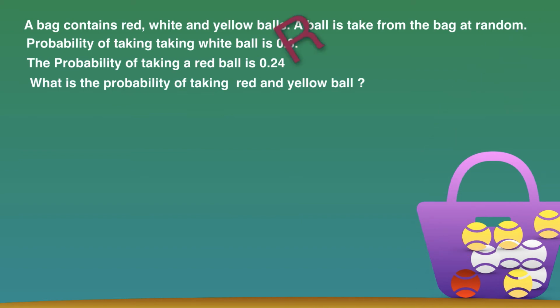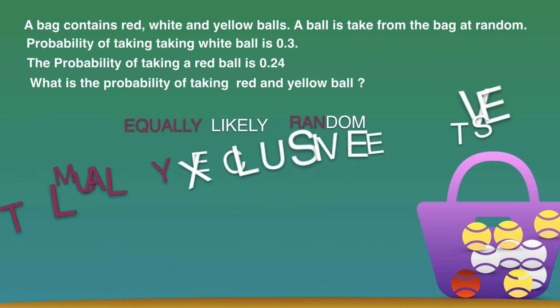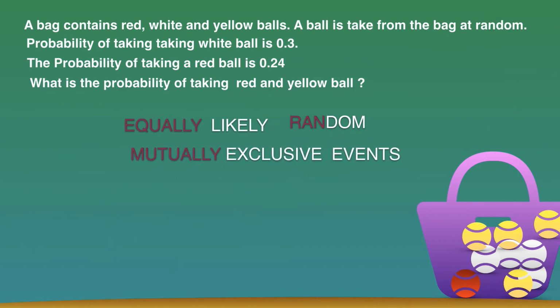In this exercise, notice that the action of picking the ball from the bag occurs at random. So any one of the ball has equal chances of being picked. However, there are more white balls than red ball, so that the chances of picking the white ball is higher than the red ball. So if we let W be the event that white ball is picked, then from the question we know that probability of W is equal to 0.3. If we let R denote the event that red ball is picked, then it's given to us in the question that probability of R is equal to 0.24.